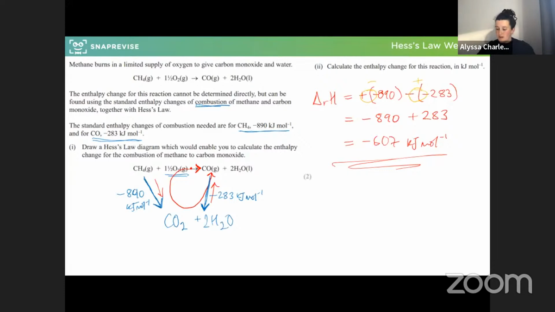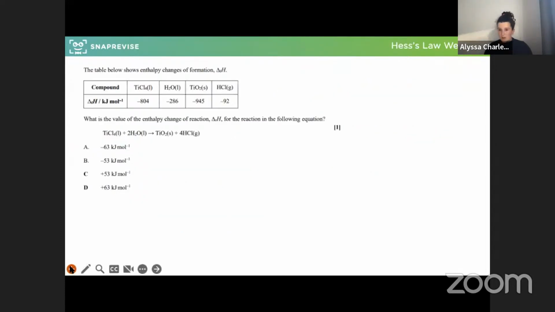Okay, we have just run out of time, so I'm going to pause it there. But I will just go back. Oh no, I'm pressing all the wrong buttons. I will just go back a slide and just say, if you want to have a go at this one at home, the correct answer is D, plus 63 kilojoules per mole. So have a go, see if you can work that one out yourselves in your own time.